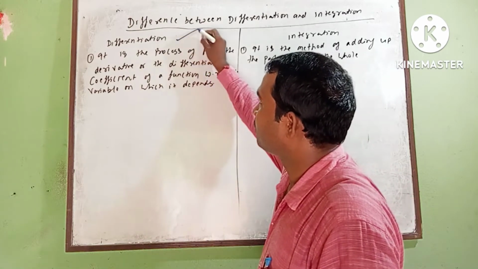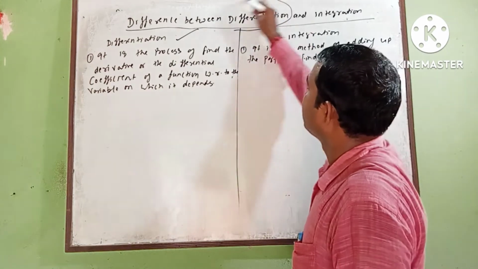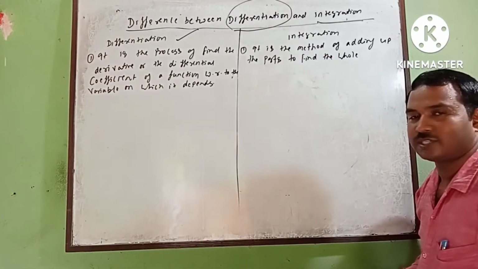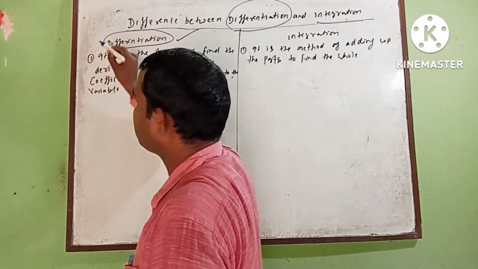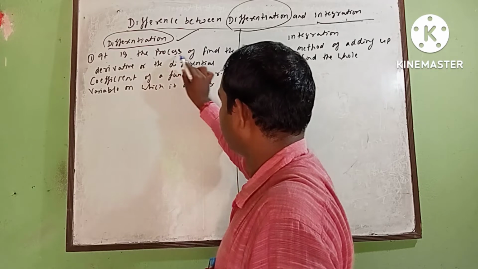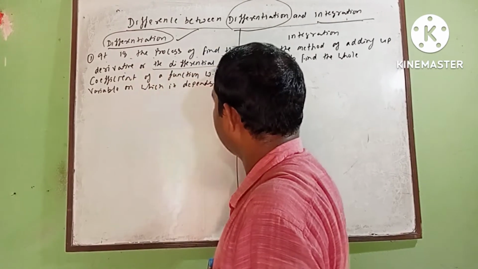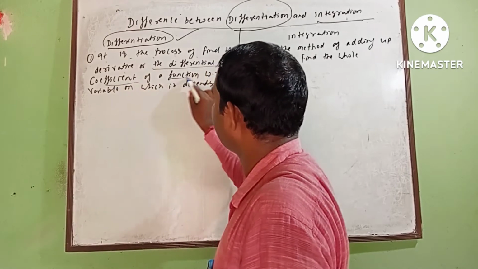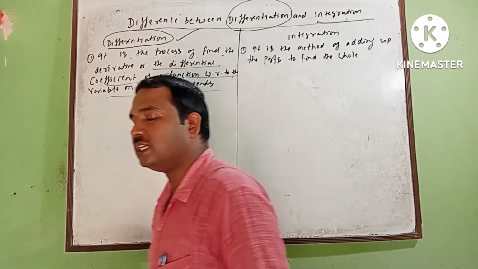Now come to the point. We have the topic: difference between differentiation and integration. Differentiation means what? First you see what I have written: it is the process of finding the derivative or the differential coefficient of a function with respect to the variable on which it depends.